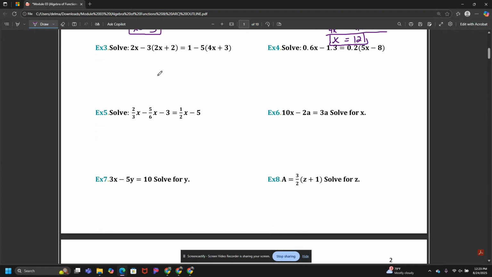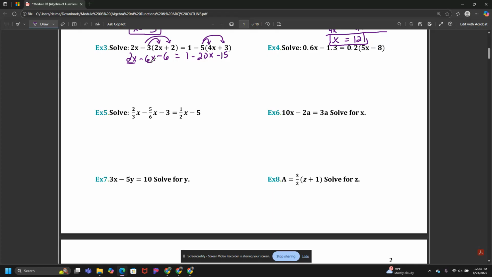Now let's look at another one here. So this is again one where I need to distribute. 2x, nothing's been done to. Negative 3 times positive 2x is negative 6x. Negative 3 times positive 2 is negative 6. Is equal to 1. Negative 5 times positive 4x is negative 20x. Negative 5 times positive 3 is negative 15.